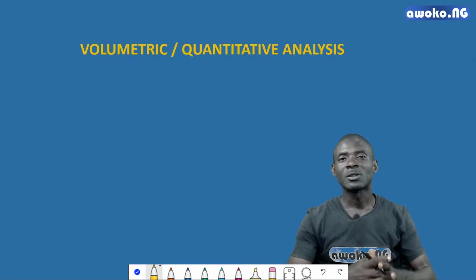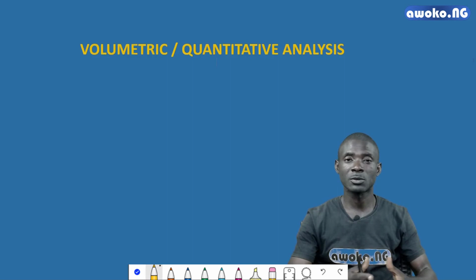All right, we have been talking about some calculations involving preparation of solutions. So for today, we are going to concentrate on volumetric or quantitative analysis. In the course of this lesson, we are going to be looking at some examples or some calculations involving volumetric or quantitative analysis. Now, when we say quantitative or volumetric analysis, what are we talking about?